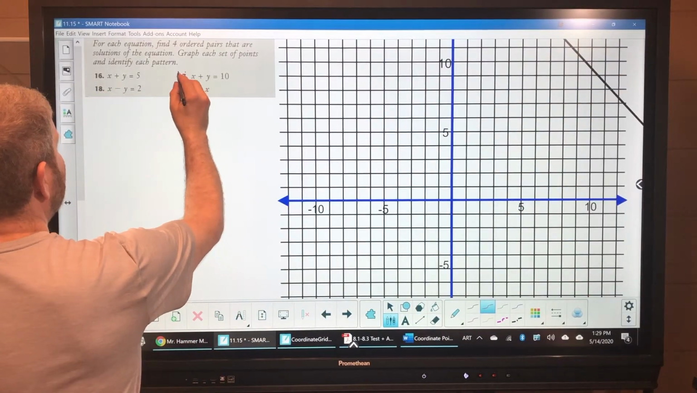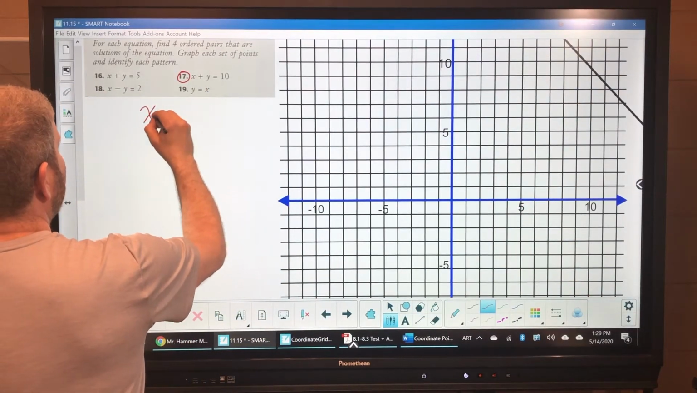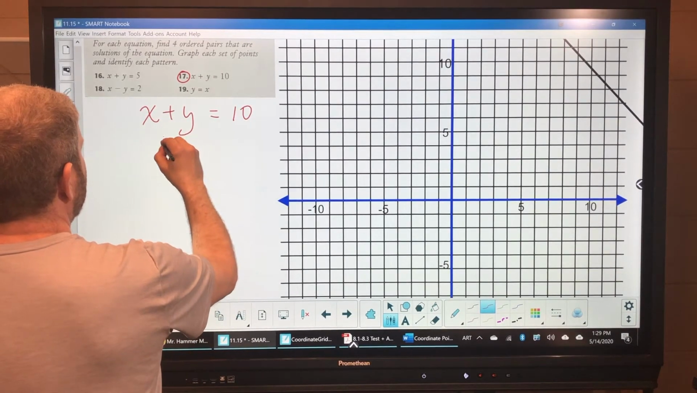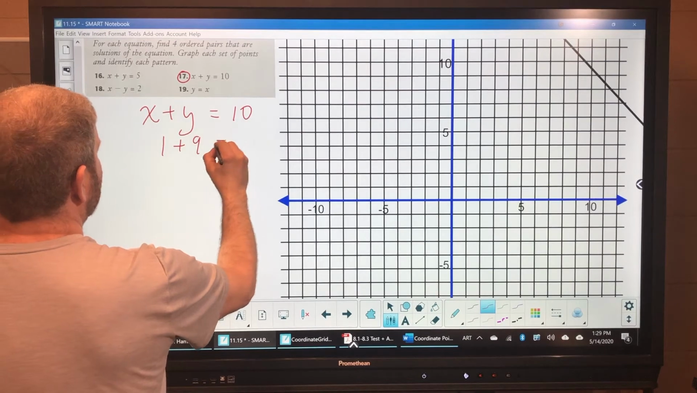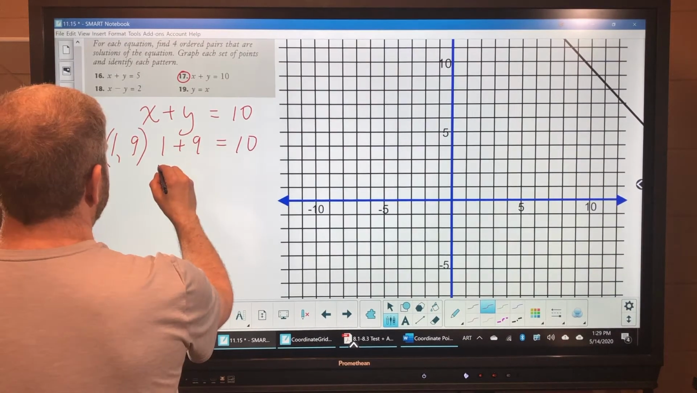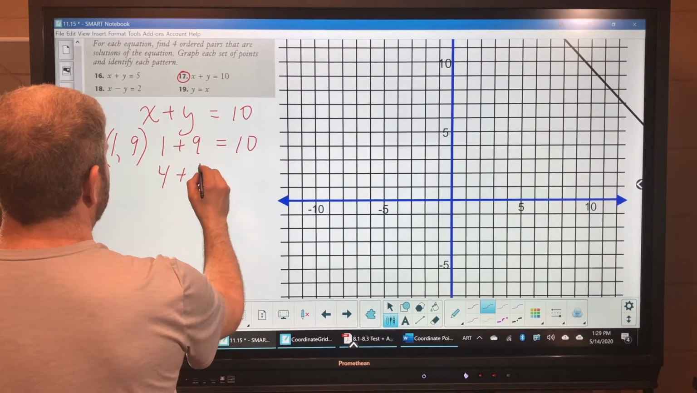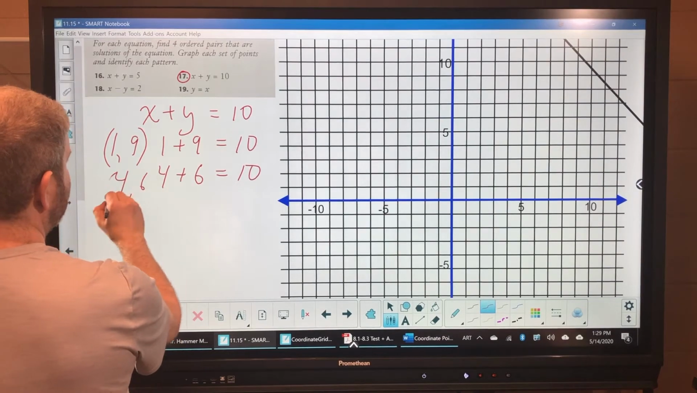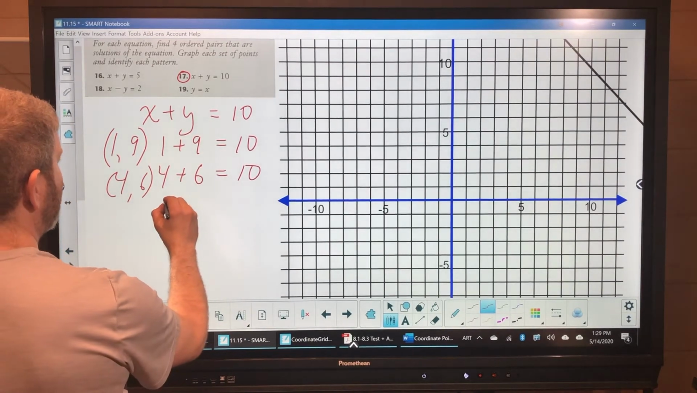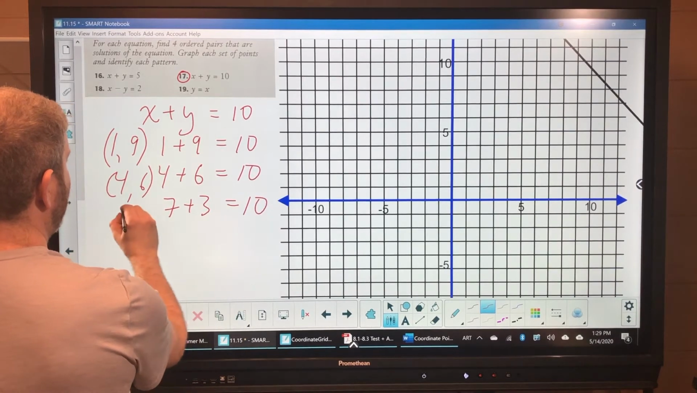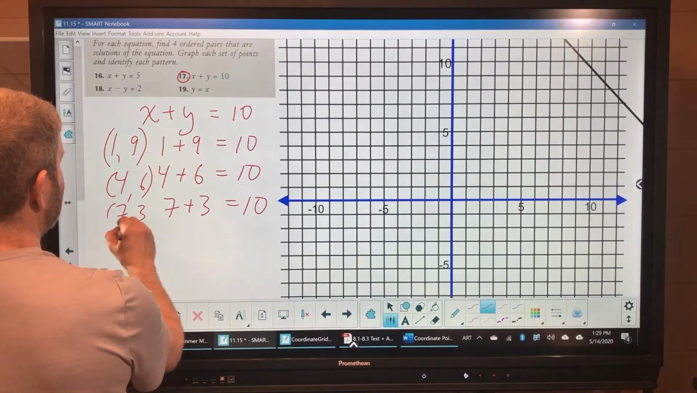Let's go to 17. In this case, we have x plus y equals 10. So a number plus another number has to equal 10. And that becomes our x and y coordinate. Let's try 4 for the x. That means I'm going to have to add 6 to give me 10. So my x and y will be 4 and 6. Let's try 7 for my x. Well, I would have to add 3 to give me 10. So my x and y would be 7 and 3.